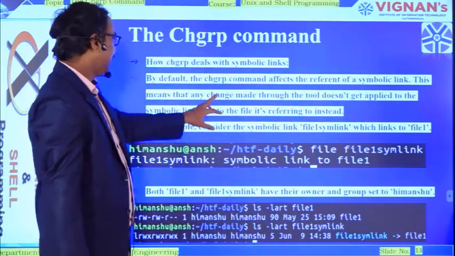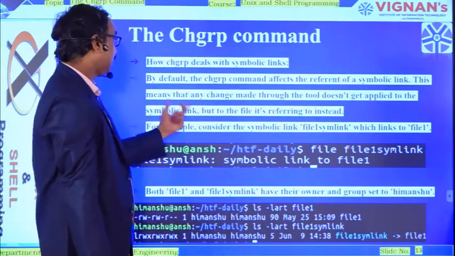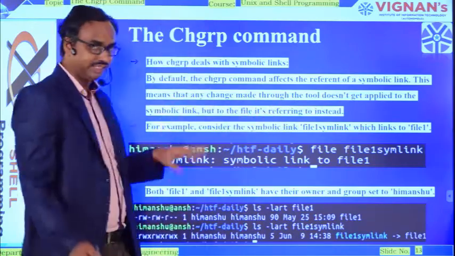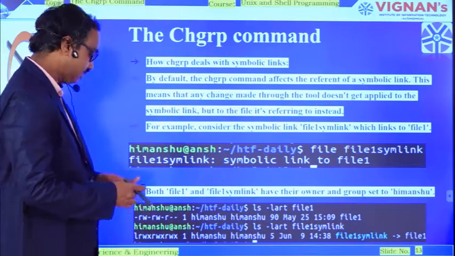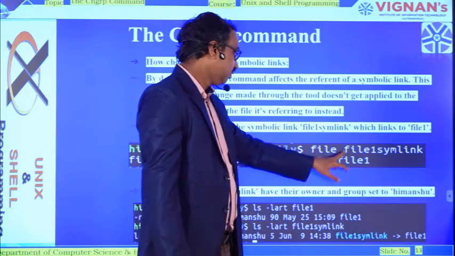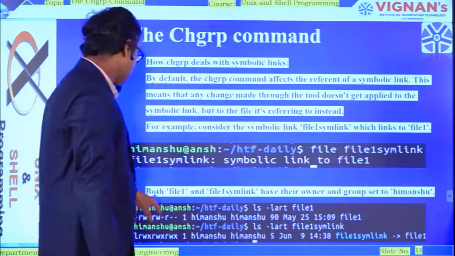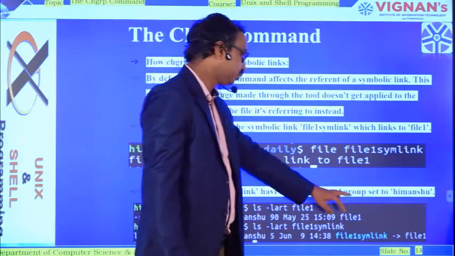Means that any change made through the tool does not get applied to the symbolic link, but to the file it is referencing. So how it can be done, we will see in detail now. This is the example I have taken here. First of all, in the first screenshot, I have created file1 and file1 symbolic link. Both file1 and file1 symbolic link have their owner and group set to Himanshu.